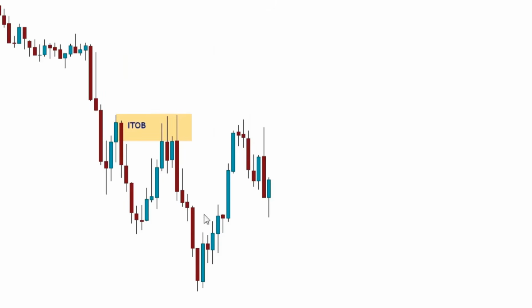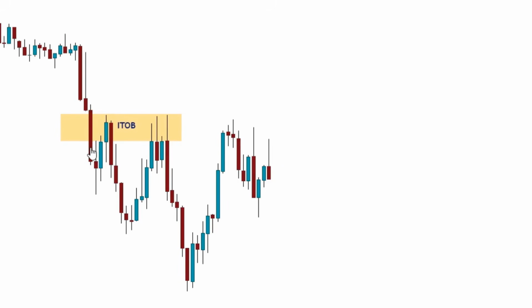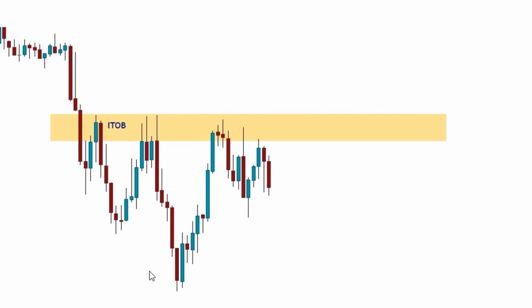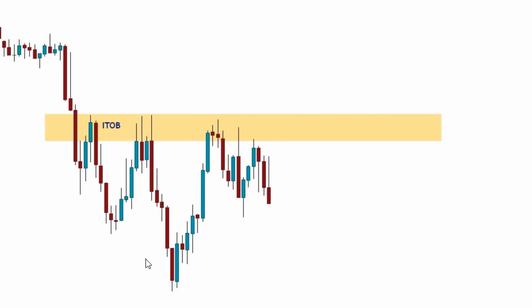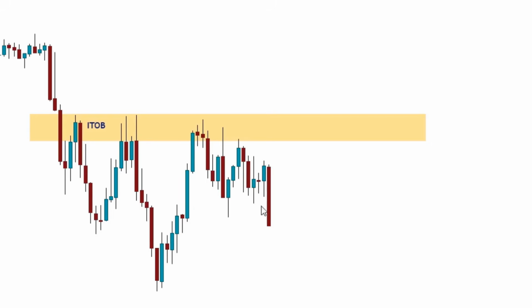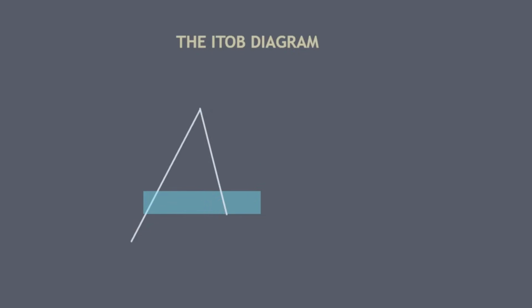Just so you know what you're getting into, this is the ITOB right here. It is a high that fills the fair value gap. That last up close candle that filled the fair value gap is the ITOB. It can be a little confusing, but I'm going to give you the nuances that you need to rock it with this strategy. I believe that diagrams and models are the best way to learn it first. We're going to jump into that.